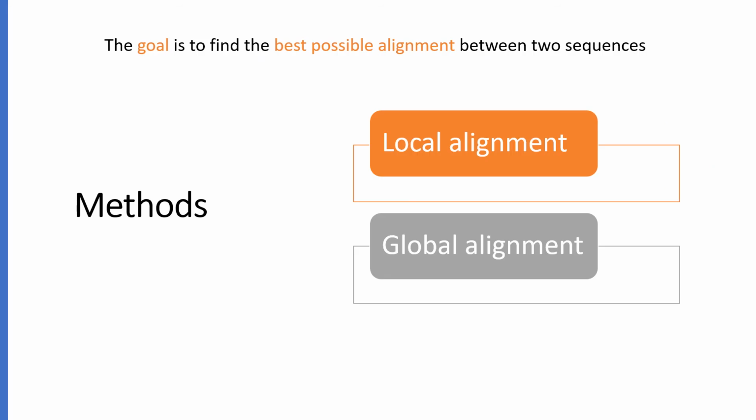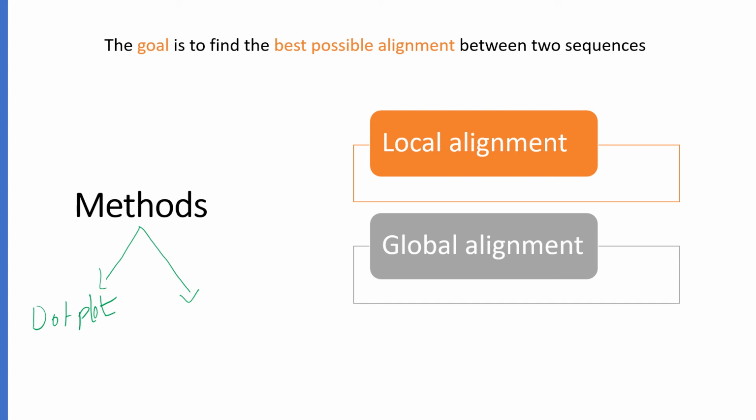Next, we'll now move towards the methods that are being used for aligning sequences. But first, let's make it clear that the goal of sequence alignment is to find the best possible alignment between two sequences. Okay, so we have two different methods that we will discuss in this course. One is the dot plot method. Dot plot method is a visual representation of two sequences.